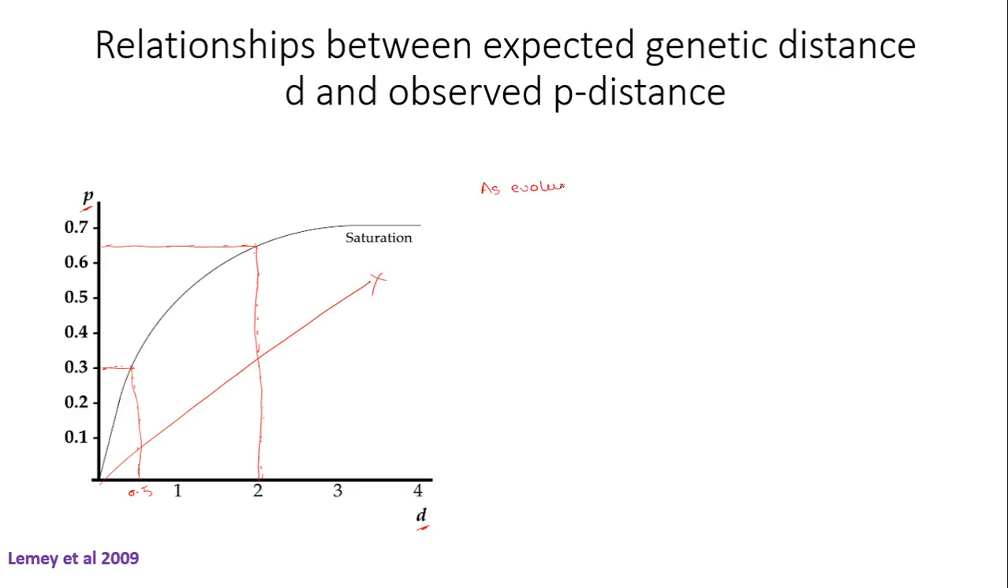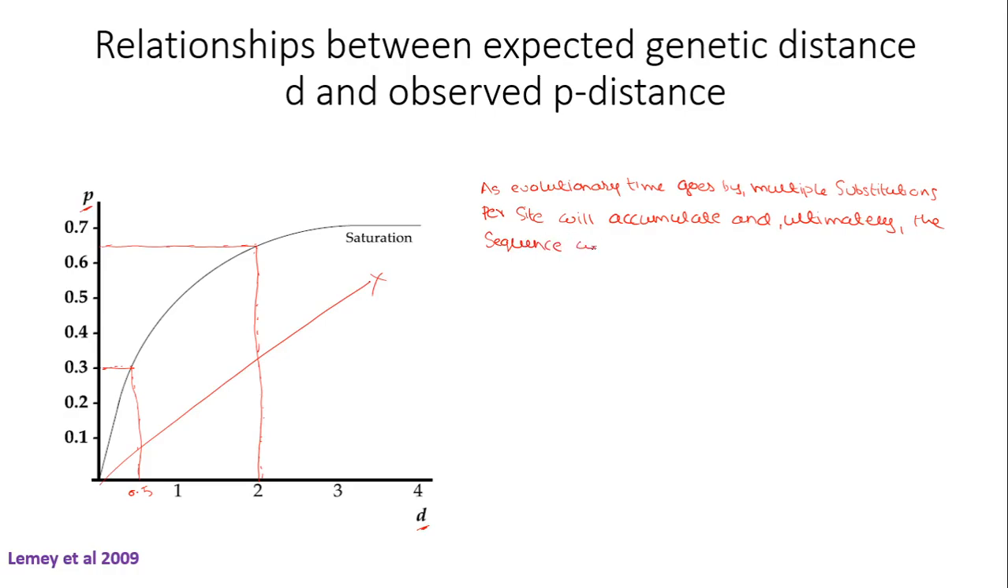As evolutionary time goes by, multiple substitutions per site will accumulate and ultimately the sequence will become completely random, and we say that the sequence has saturated.